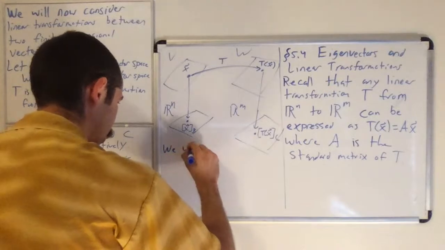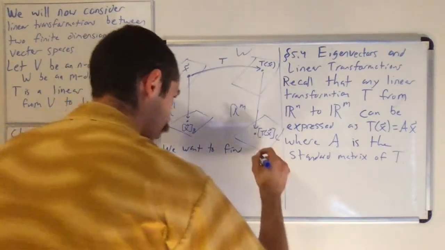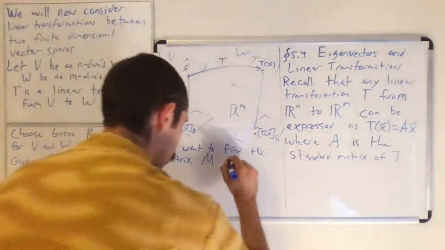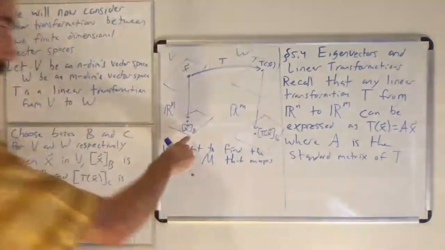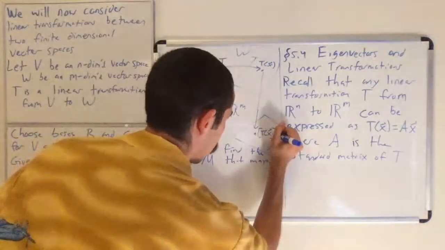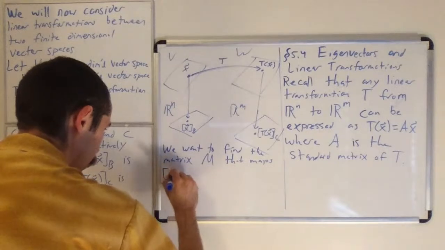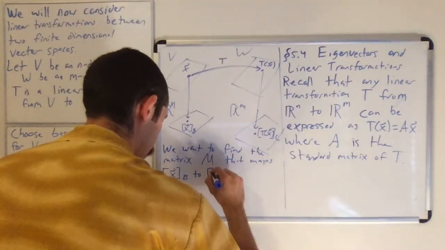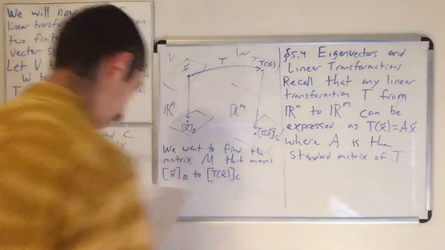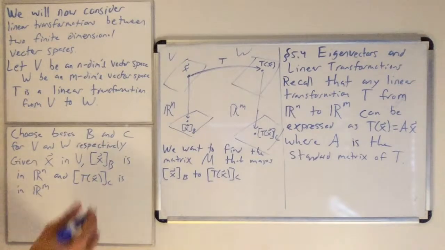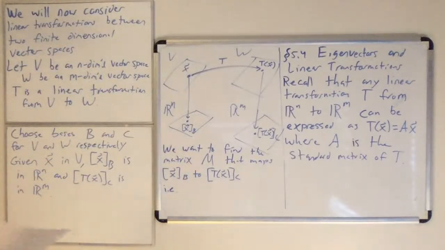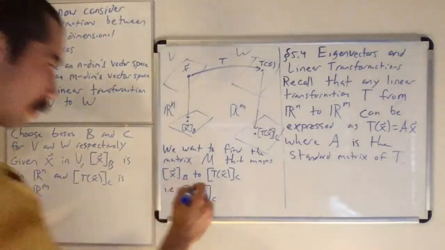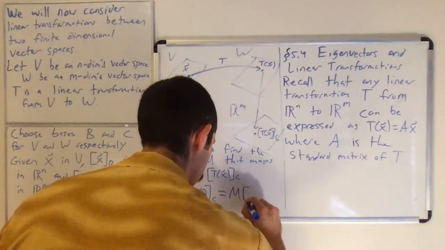Okay, so just to write that down, we want to find the matrix, which we'll call M, that maps the B coordinates of X to the C coordinates of T of X. So i.e., we want to find the matrix M such that the C coordinates of T of X is equal to M times the B coordinates of X.